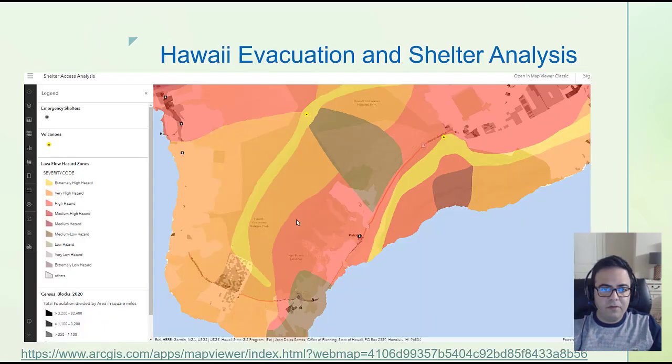And this is an example of a Hawaii evacuation shelter analysis. You can look at the map. The link is provided underneath, but you can see this severity code based on different types of lava flow hazard area. These are color coded, and then we have the population of different areas. We know, okay, the darker color represents more population, and that's a high hazard area. So if you want to really act based on that, this is going to be the case, and you need to pay more attention. And we can bring in the volcano location.